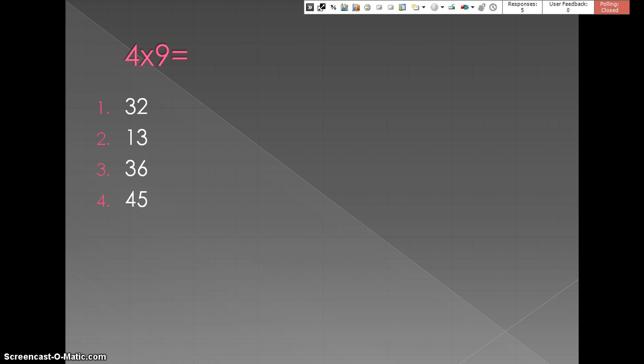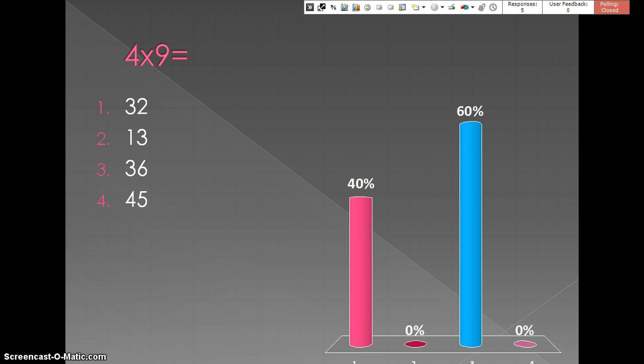All right, everybody got their answers in. Let's see our graph. Ooh, this one we had 60%, the majority of you saying the answer was 36. But we did trip a few of you up with 32. Remember that 4 times 8 is 32. 4 times 9 is 36.